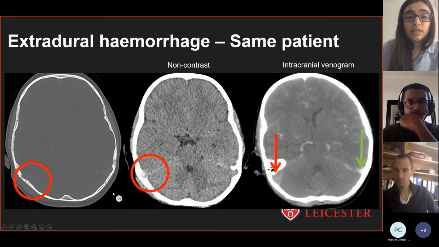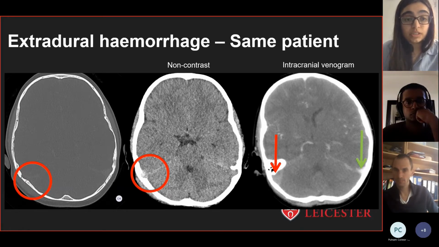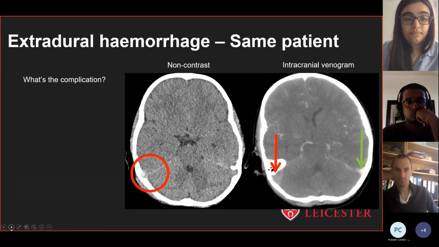So even though we can get extradurals as initial presentation, they can have complications, and that could include a venous sinus thrombosis. So it's worth keeping that in mind in terms of management. And I've given you the answer.